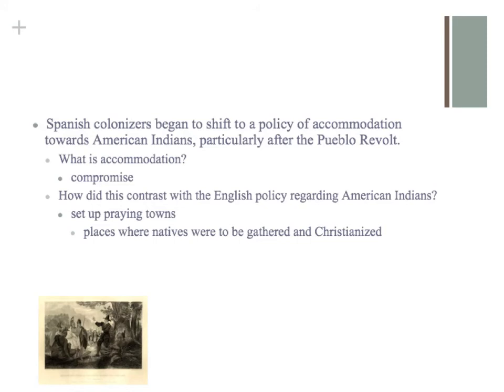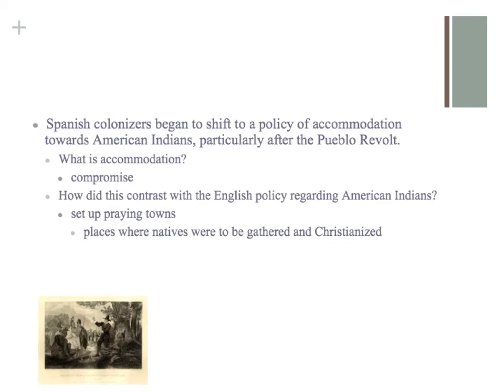Next on the list of answers is Spanish colonizers began to shift, and we're shifting over to the Spanish here, began to shift to a policy of accommodation towards American Indians, particularly after the Pueblo Revolt. First thing you need to know about this is what does the word accommodation mean, and it means compromise. In other words, you make it a little bit easier on them and you don't go as hard line when it comes to conversion.